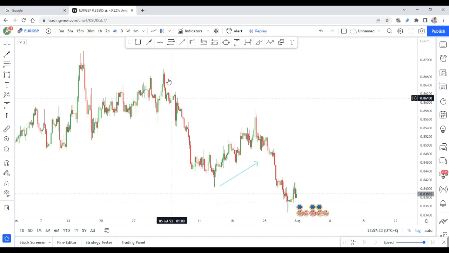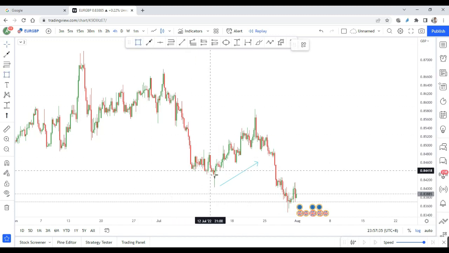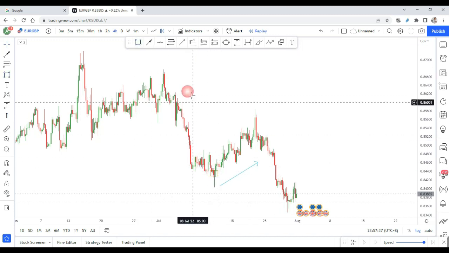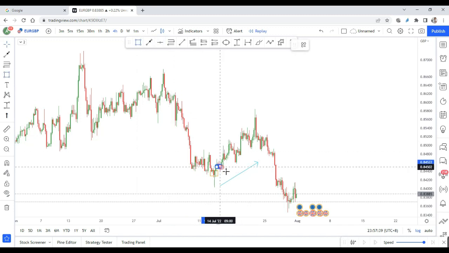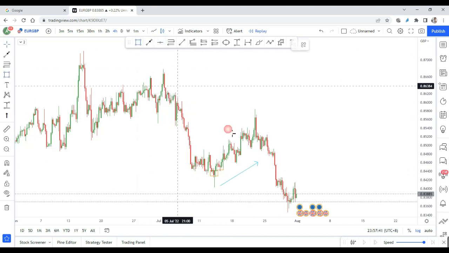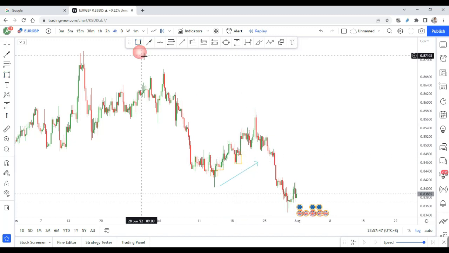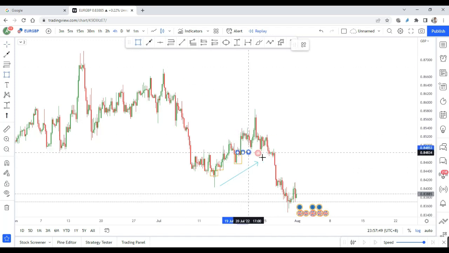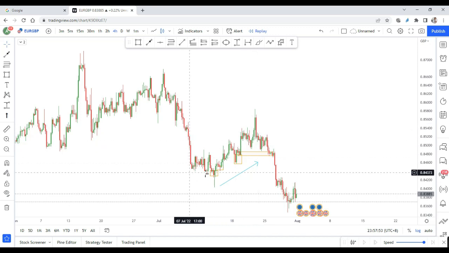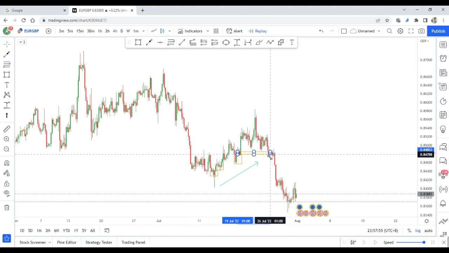Not only that, it has consumed the demand zone. You can see the demand zone is no longer there, except for this one. All have been consumed except for the one and only demand zone left. Other than that, there is no longer any demand zone.